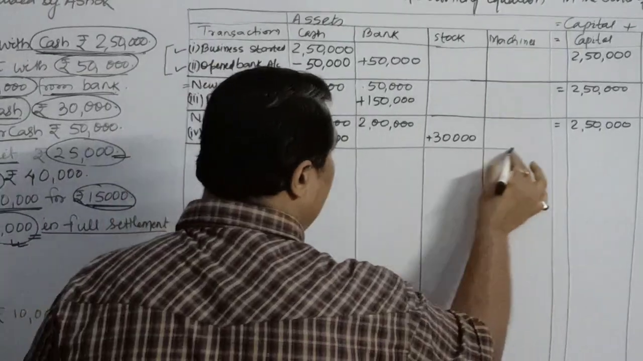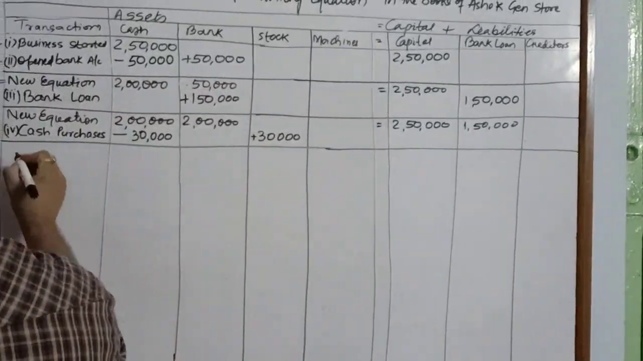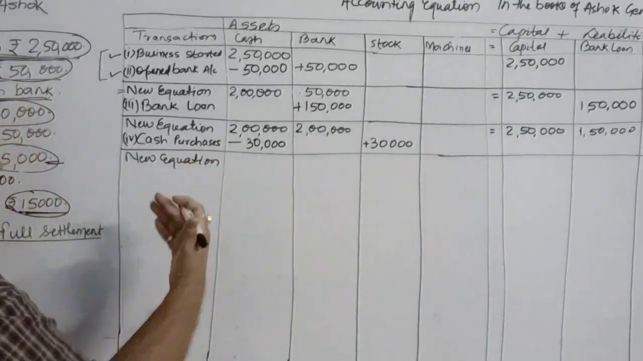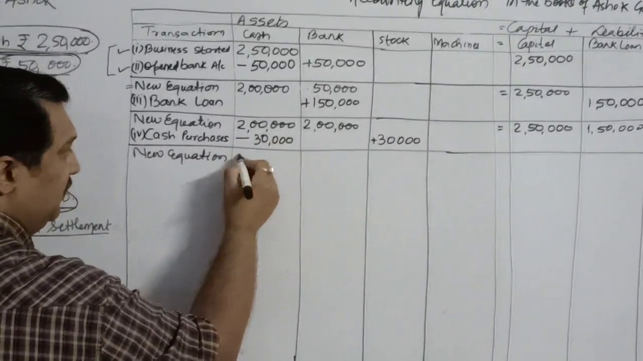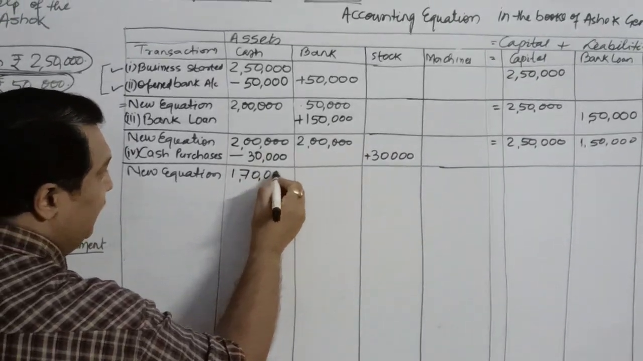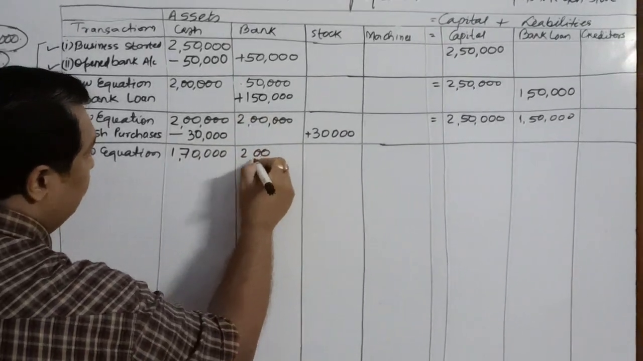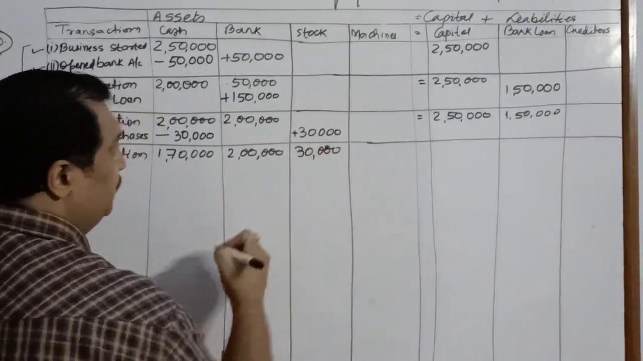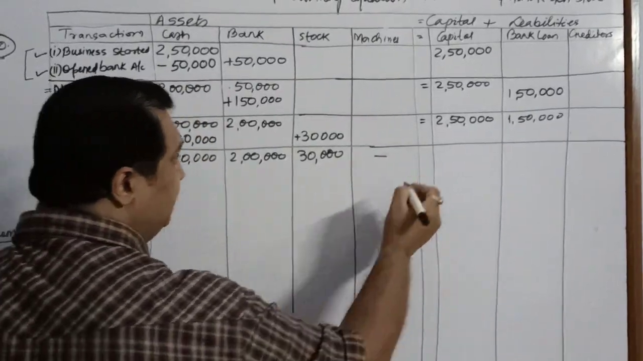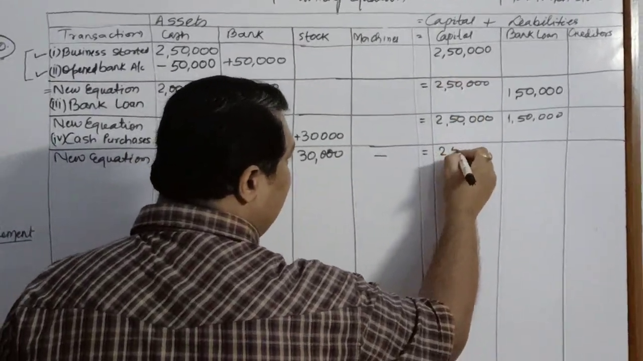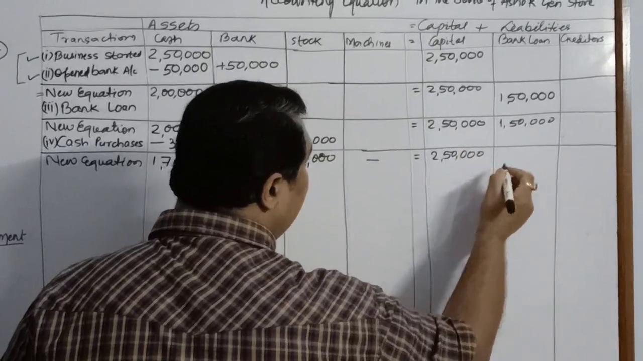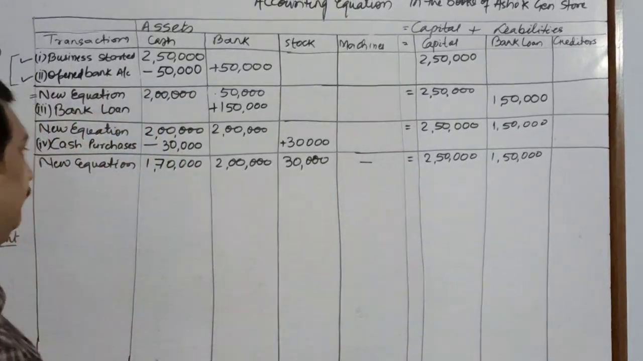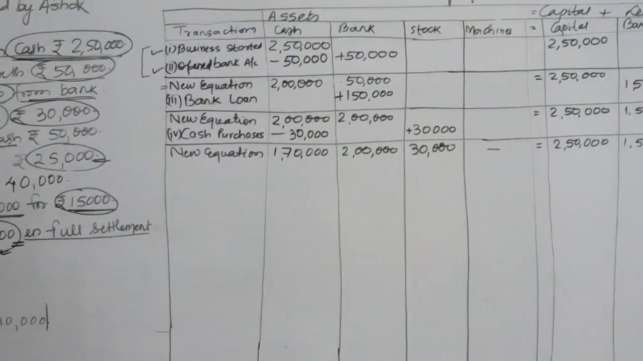After this, once again I will draw the line and write new equation. What is the current situation now? 2 lakhs minus 30,000, 1,70,000. Bank balance, no change. Stock, now it is 30,000. Nothing for machines yet. Capital side is still 2,50,000. No change in capital, no change in bank loan. They will be written as it is. So this is my new equation, the current situation.